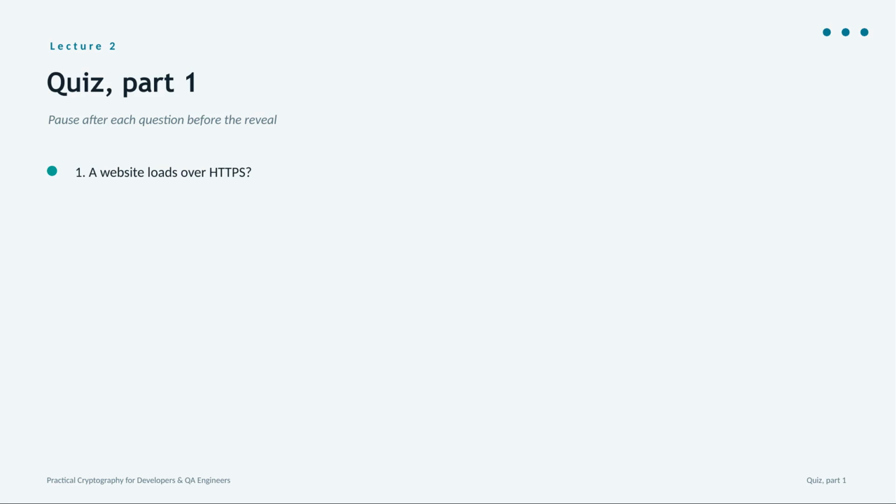A website loads over HTTPS. It's confidentiality and authentication. It's confidentiality, so no one on the network can read your data, and authentication, so you know you're talking to the real server.